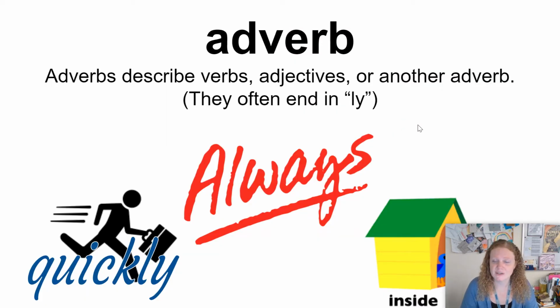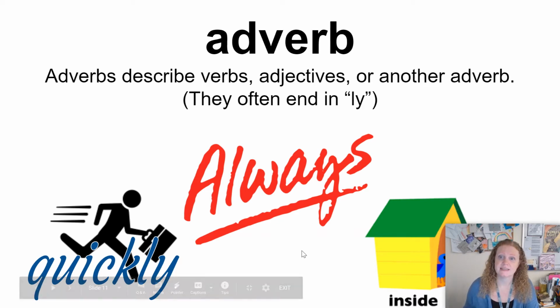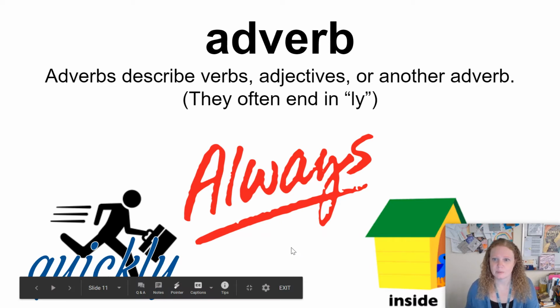Now, another kind of describing word is an adverb. So adverbs describe verbs and sometimes actually adjectives or another adverb itself. They often end in ly, but not always. So quickly, mostly, and then always is another one, because it's describing whether someone's there or not or doing something. So it's describing a verb. So always is an adverb.